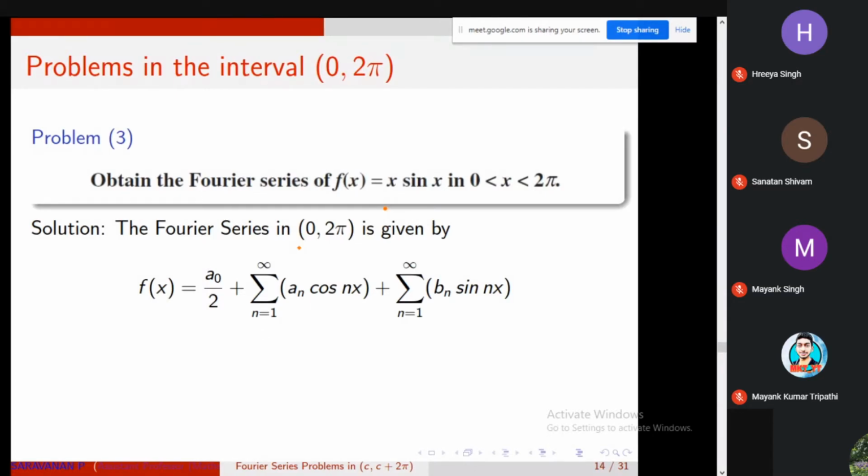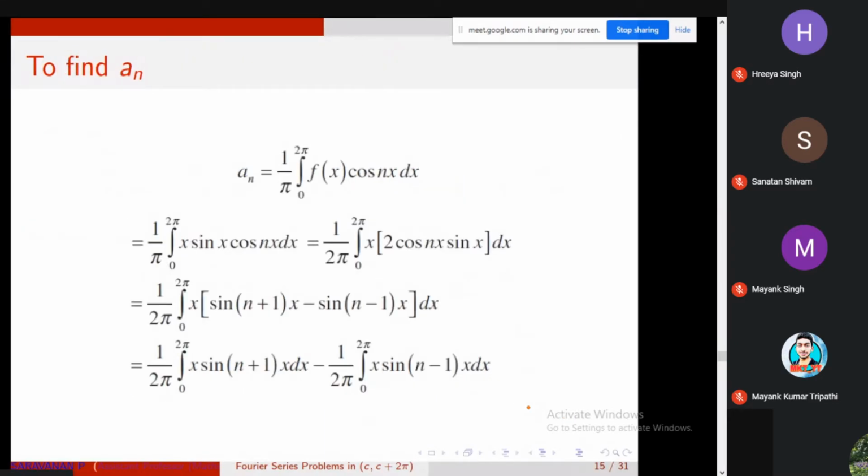That is defined in 0 to 2 pi. Therefore, the Fourier series is the same. Here instead of sin x, we are given cos x. So here you will get x into cos x, integrate, and get the answer. Here you will get f of x as x into cos x. So instead of this sin term, you will get cos x.